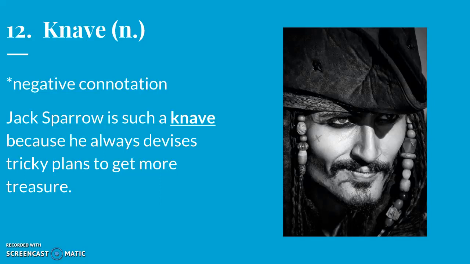Number 11 is knave. This has a negative connotation. Knave is a noun, and the definition is a tricky, unprincipled, or deceitful fellow. So this is someone who is going to be very tricky. This is someone who is going to try to deceive you in order to get something out of it. And knave is a noun, so that would be a person. Always going to be a person here. A sentence to go with our picture is, Jack Sparrow is such a knave because he devises tricky plans to get more treasure.